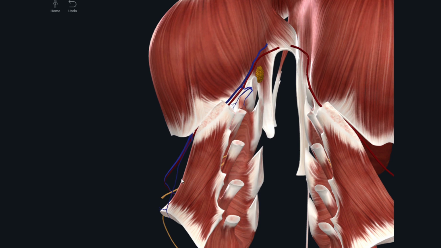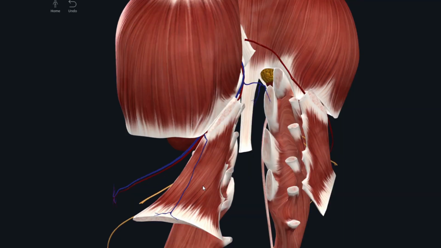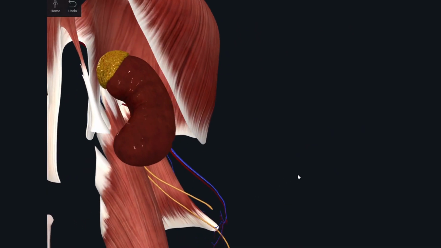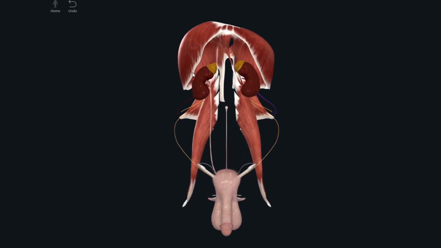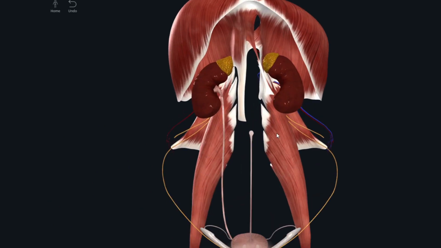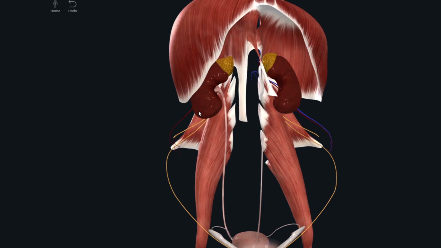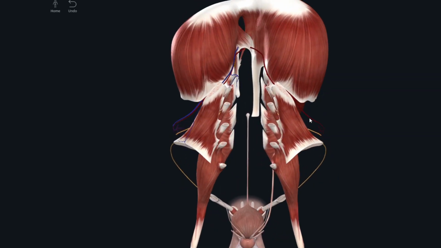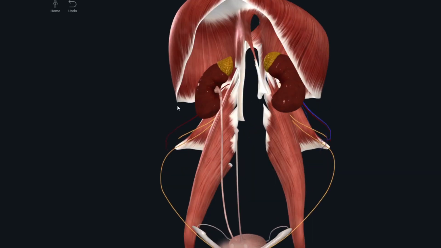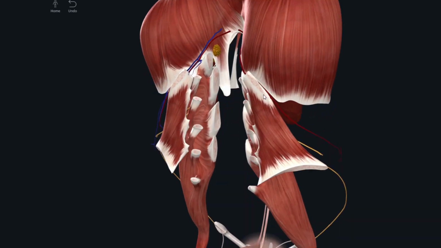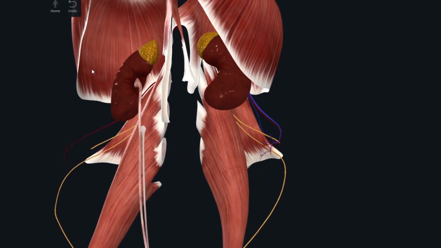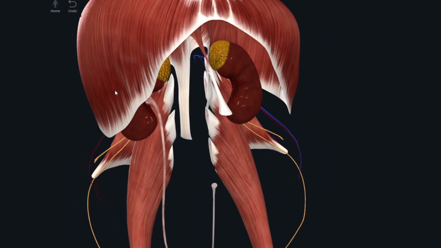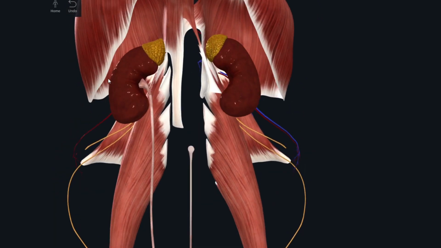Then we have the quadratus lumborum. Most of the posterior relation is the quadratus lumborum. And then we also have the psoas major muscle, which is also one of the posterior relations. Then we can see the emergence of the subcostal vessels. The subcostal veins and arteries are one of the major relations, the posterolateral relation of the kidneys.